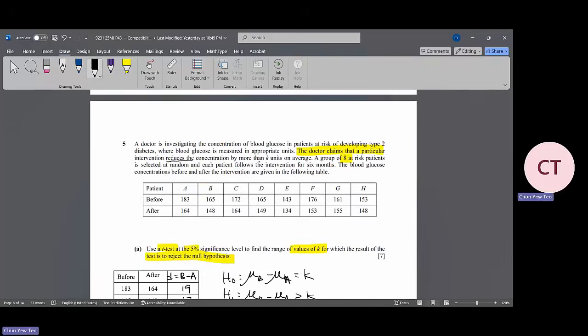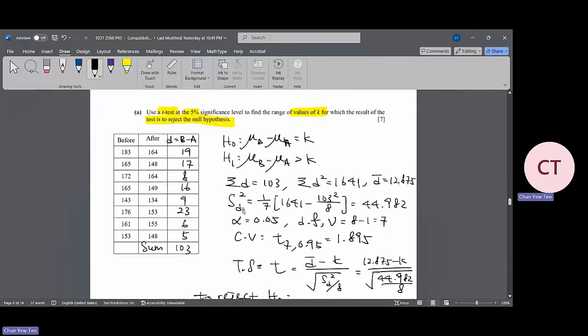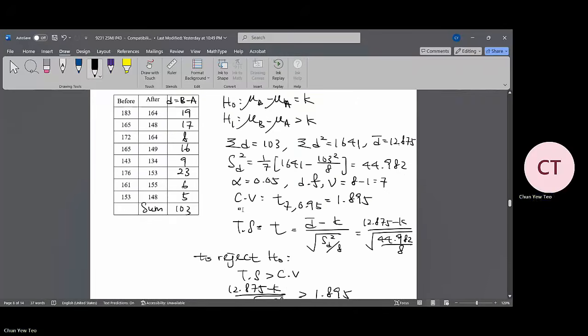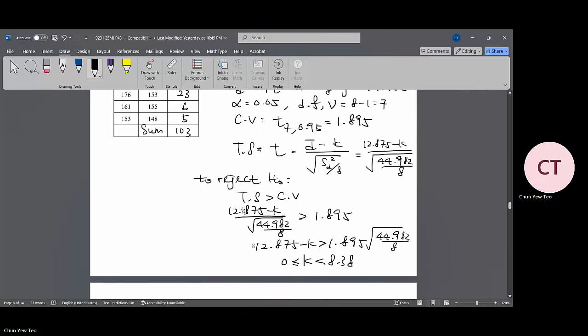Because you are using the intervention, by right, the first thing you can get is that there's no difference. Okay. First you can get is, after the intervention, there's no difference. Usually we are not able to get that after the intervention it will get worse. Okay. So this will answer. So K is possible to get 0 till 3.38. That is the answer.